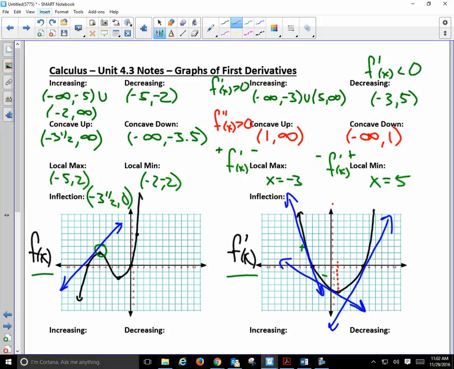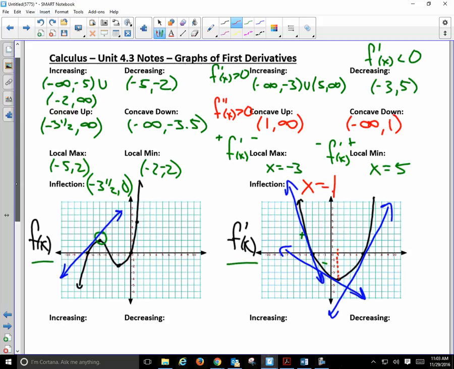The inflection point is where the second derivative changes sign from positive to negative or negative to positive, wherever it's equal to 0. Where is the second derivative equal to 0? Where does it change sign? Where does it change from negative to positive? At x equals 1. A little bit different, huh?